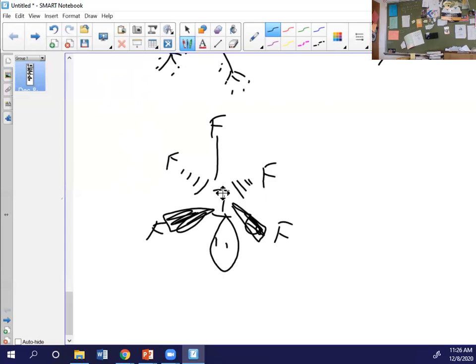Now, polar or non-polar? Polar. This is polar. Yeah, these 2 cancel each other out, don't they? One going away, one coming toward you. These 2 cancel each other out, don't they? Nothing to cancel this out, is there?